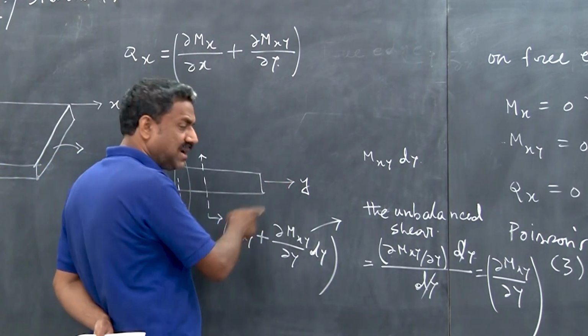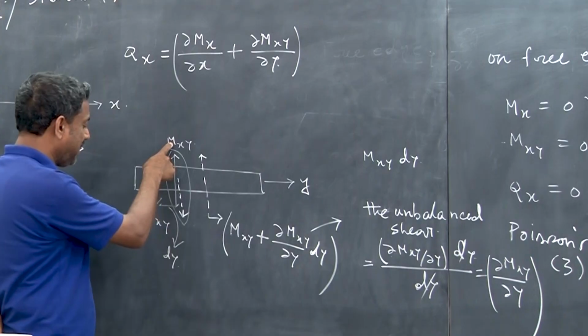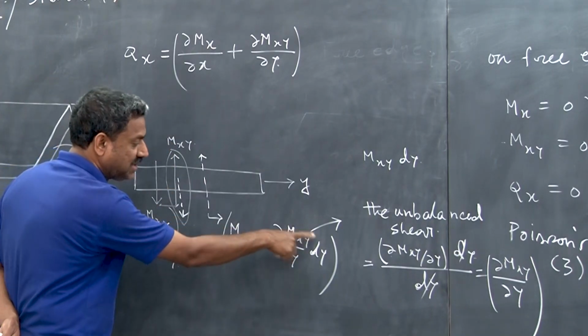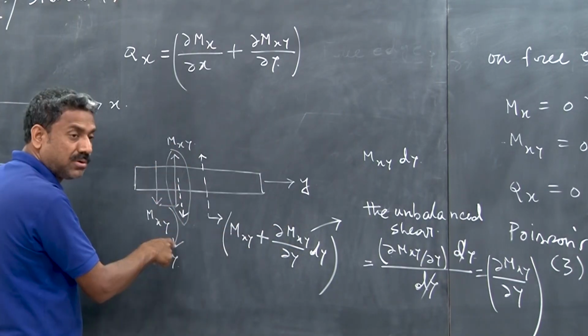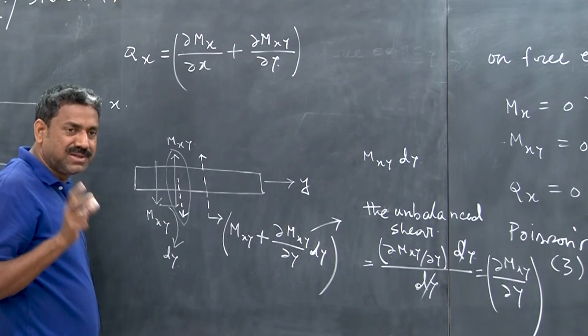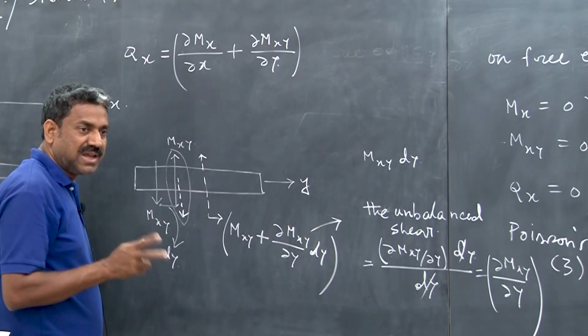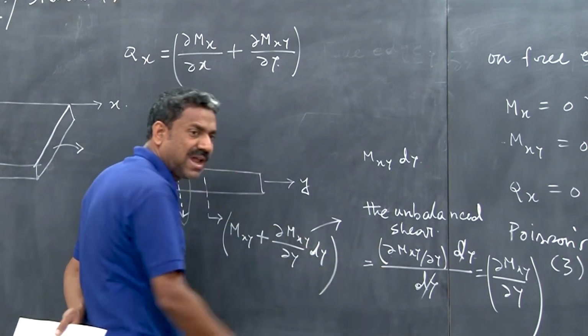So, that unbalanced shear is how much? This is Mx and this is Mx plus. So, this one is the unbalanced one because of upward and downward, right? I am not considering that much. I am not strict about the sign, etc. But you understand there is an unbalanced shear, right?